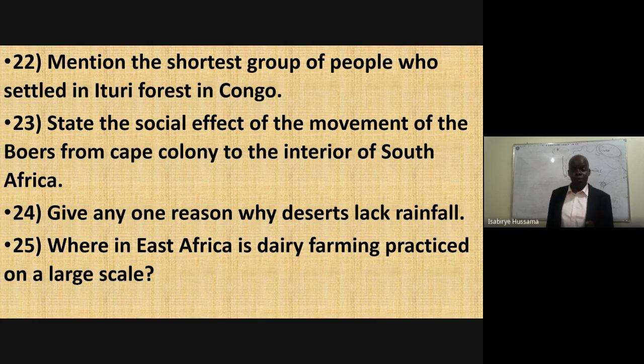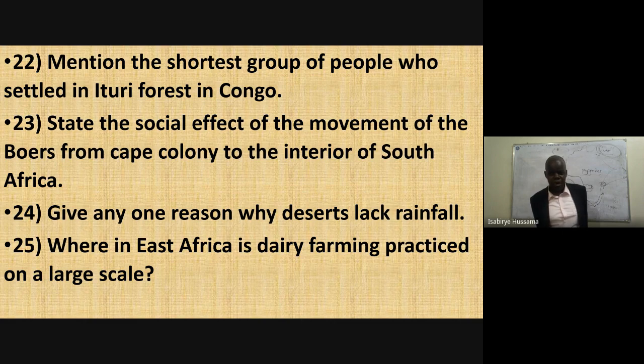Now, when they moved, Mr. Mkwaya, take note of this, because this question came in the exam last year. But last year, they were not asking about the social effect. They asked for the economic effect. So, the economic effect of the movement of the Boers. I would like to hear from these learners, they are unmuting. What were the economic effects of the Great Trek?